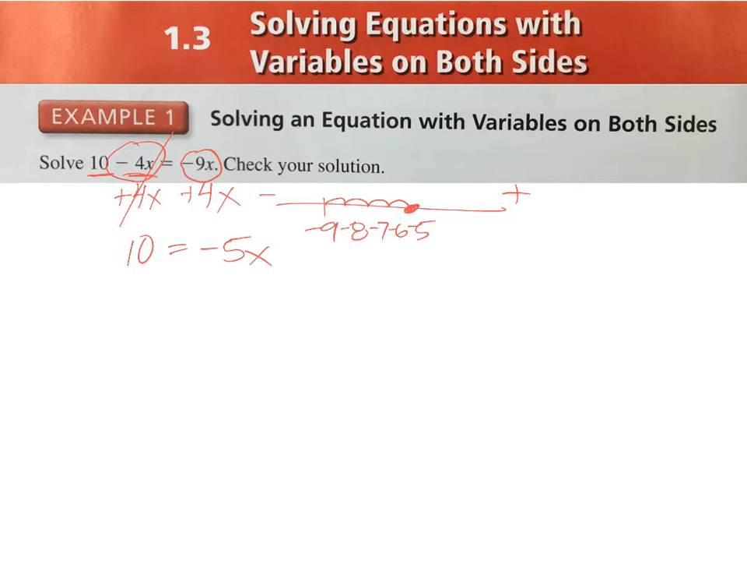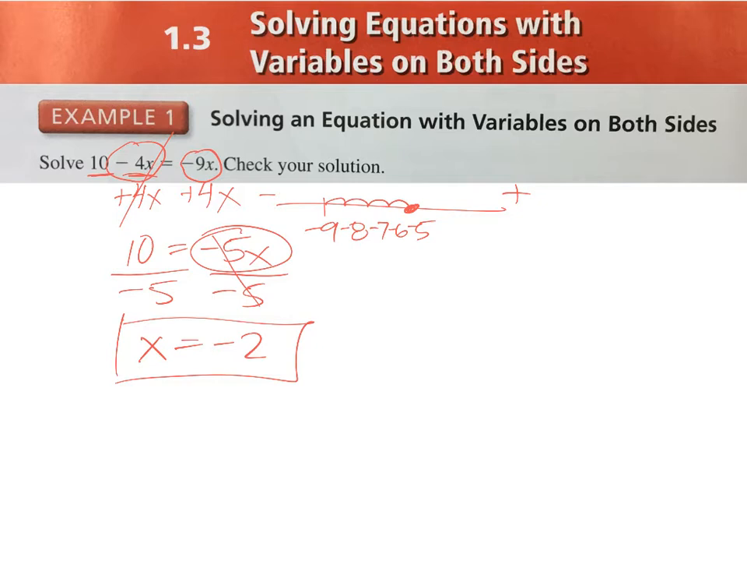Okay, and then we want to get x by itself still. So now I need to divide. Here I'm multiplying, so I need to do the opposite of that. Divide, and I get x is equal to negative 2, or negative 2 equals x, same thing. But normally we have the variable on the left side. It also says to check your solution, so we'll plug it in.